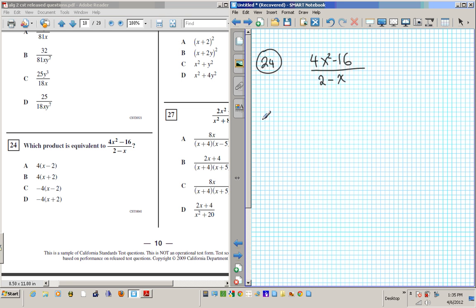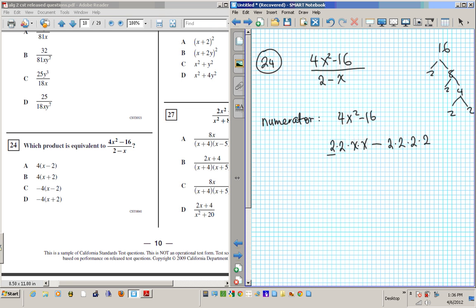The numerator is 4x squared minus 16. If I break this down, it's 2 times 2 times x squared minus, if I break down 16, it's 2 times 2 times 2 times 2. You can just use a factor tree to break it down, right? 2, 8, 2, 4, and 2, 2. Alright, so that's how I did it.